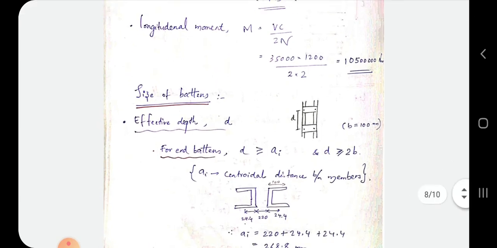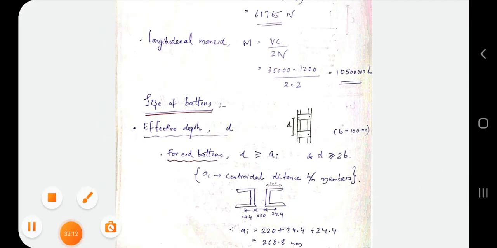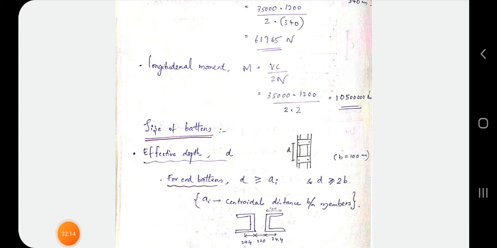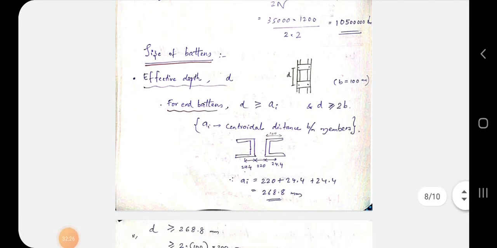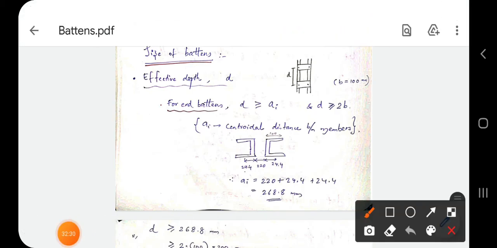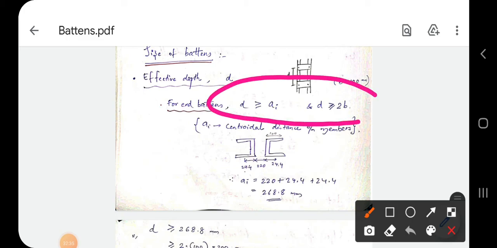Now we have to find the size of battens. After finding the size, only we will check the stresses. First one is effective depth, for end battens and for intermediate battens. So we have the condition that the effective depth of the end batten should be greater than or equal to the centroidal distance of main members, and it should be greater than or equal to 2 times width of flange.